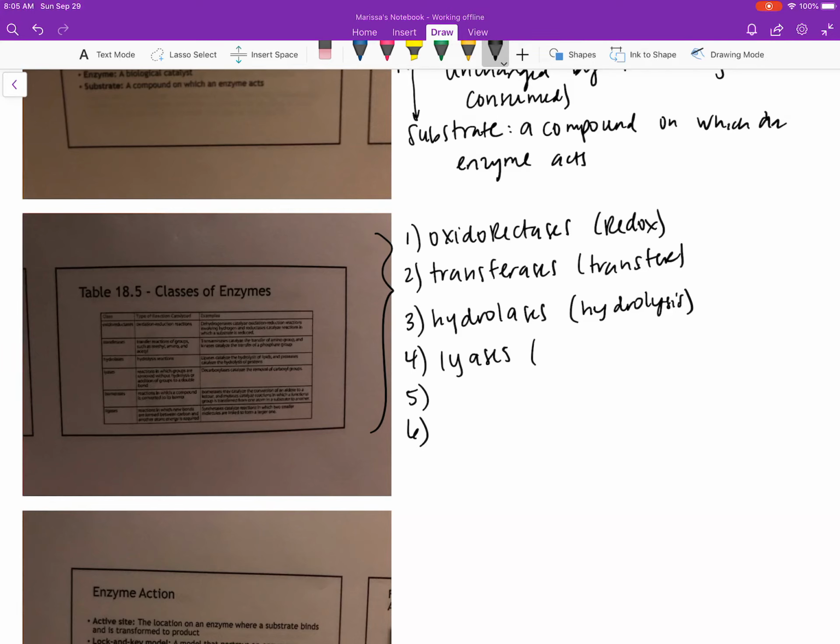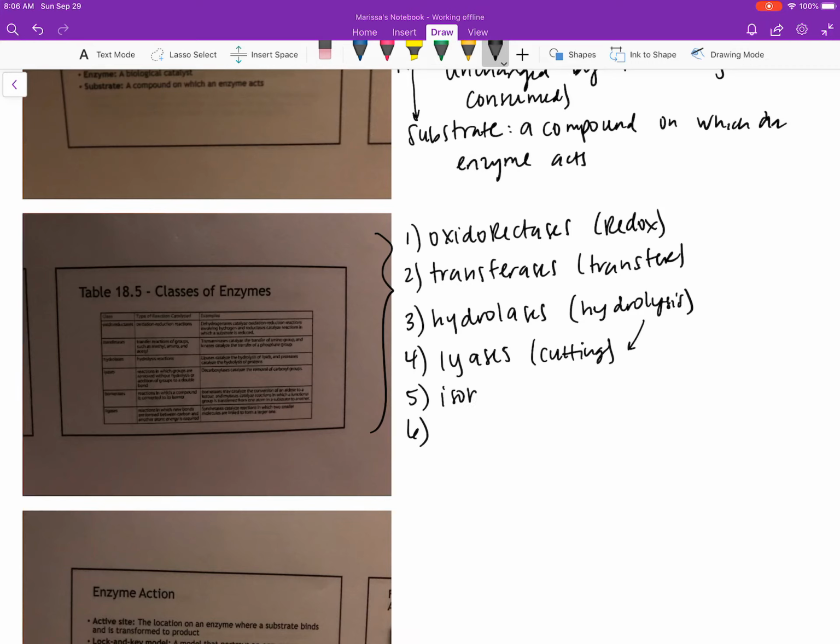So in this case, that's the best way I can put it, because if I read the definition, it says reactions in which groups are removed without hydrolysis or addition of groups to a double bond. So I like to think of it just in general as cutting, and I think that that's sufficient for what we're looking at. But the important part is it's cutting without water, so it's not like the hydrolases above.